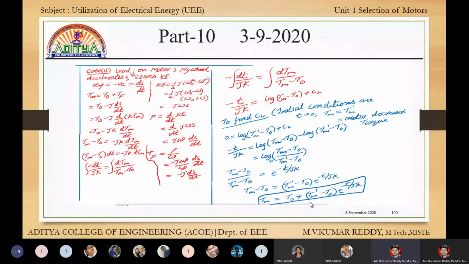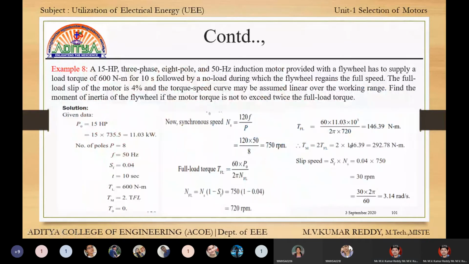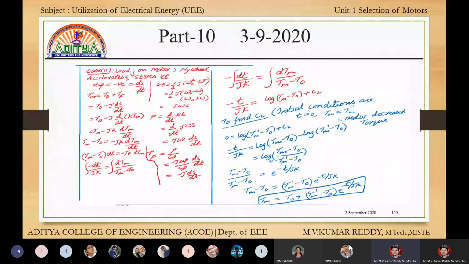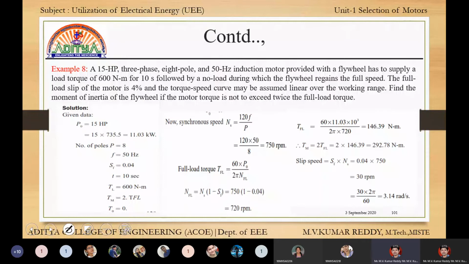T naught plus Tm dash minus T naught, e power minus t by jk. Here we can write j into k as a time constant. Tau, the time constant, is equal to jk. Next, this is the first problem in this topic.